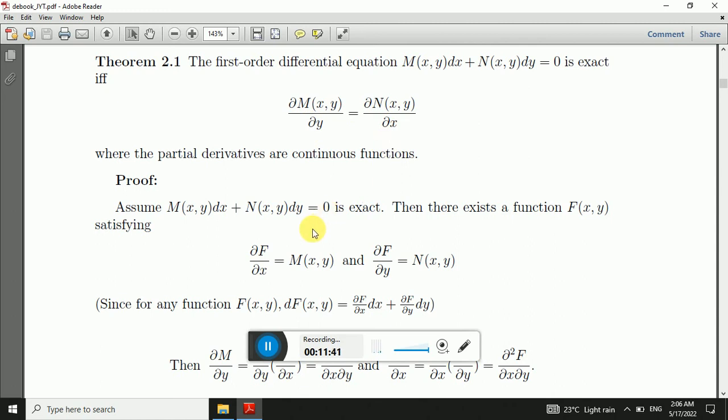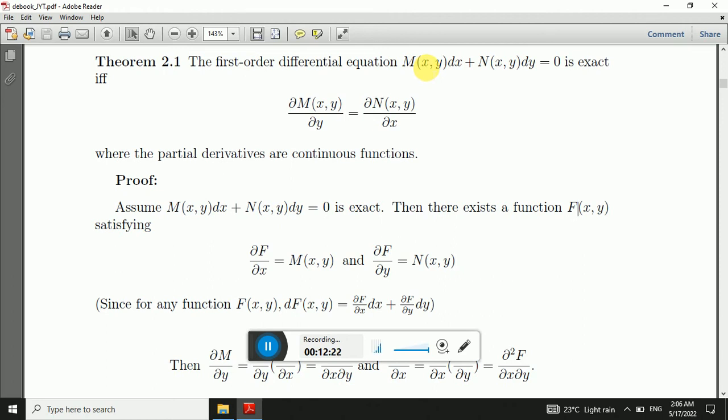Okay? Now, since this is a differential equation, that means it has a solution. And that solution is what we are calling this function. Of course, since this is a differential equation with two variables, its solution will also have two variables. So that's why we are saying that there exists a function f of x, y, such that this function, when you differentiate it with respect to x, we get M of x, y.